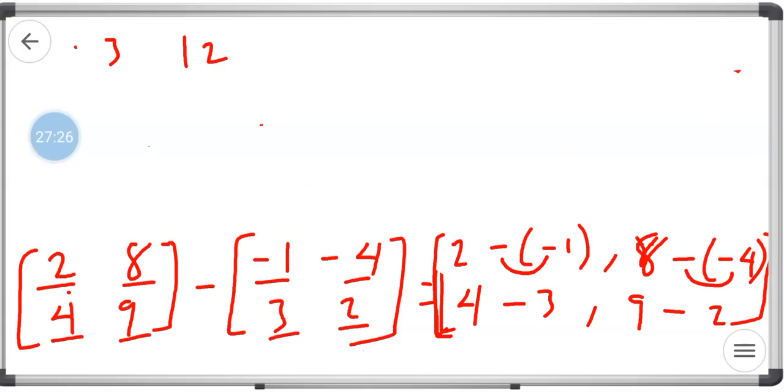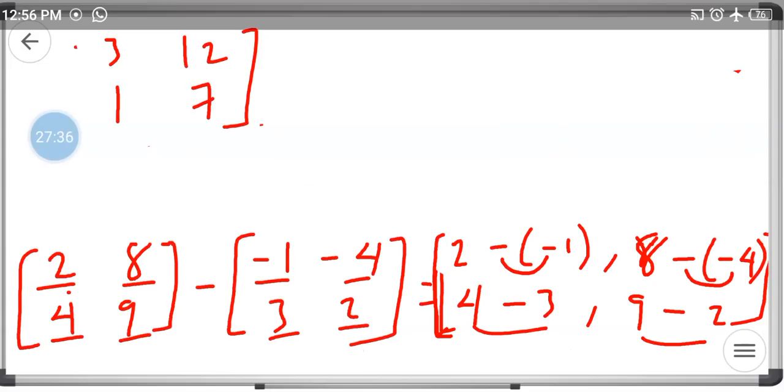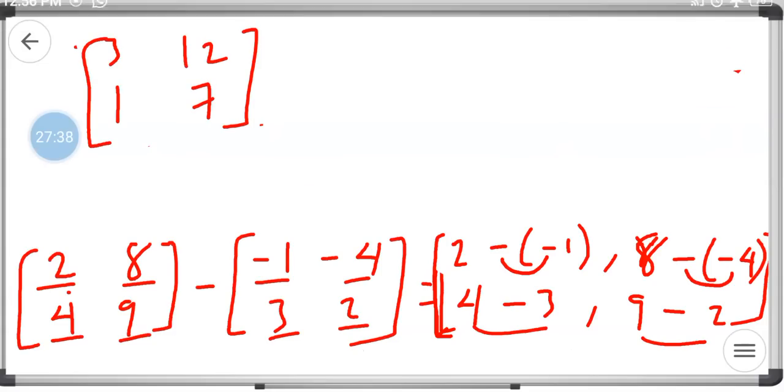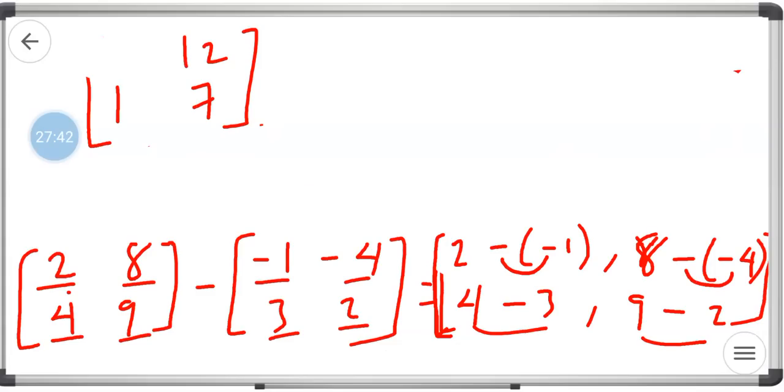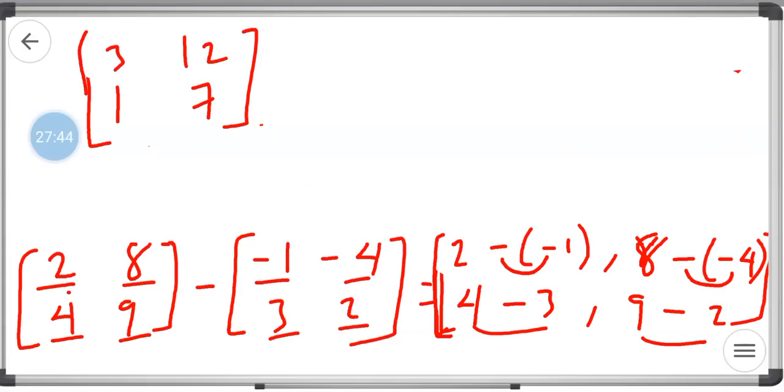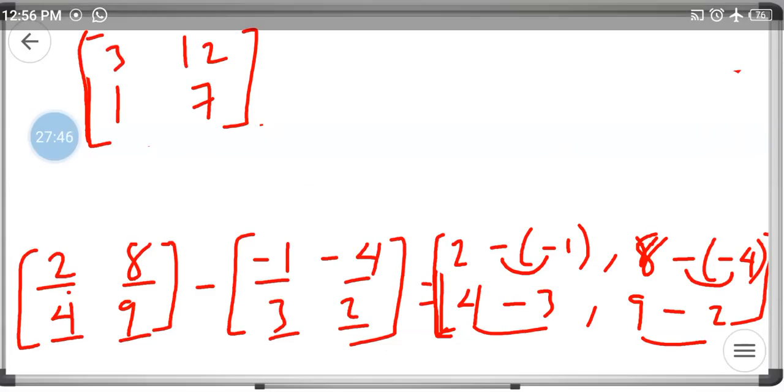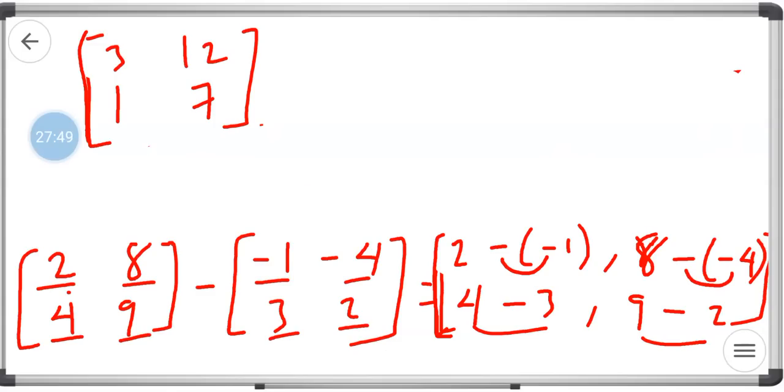And here we have 4 minus 3, that's 1. And here as well we have 9 minus 2, that is 7. So you can see that after subtracting, we got 3, 12, 1, 7.